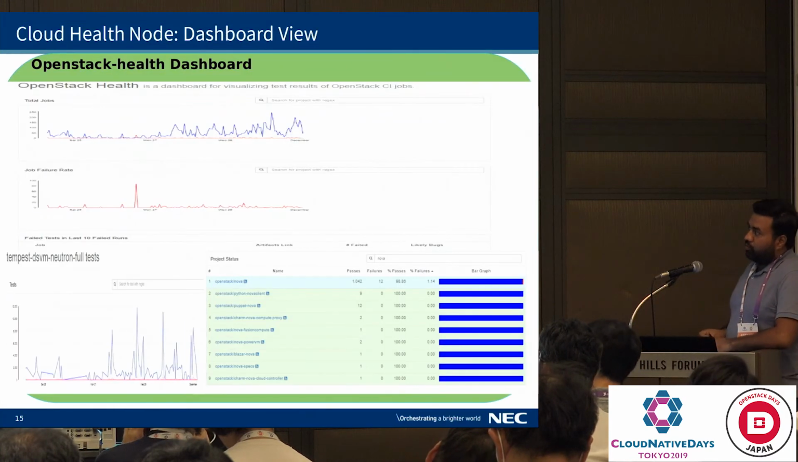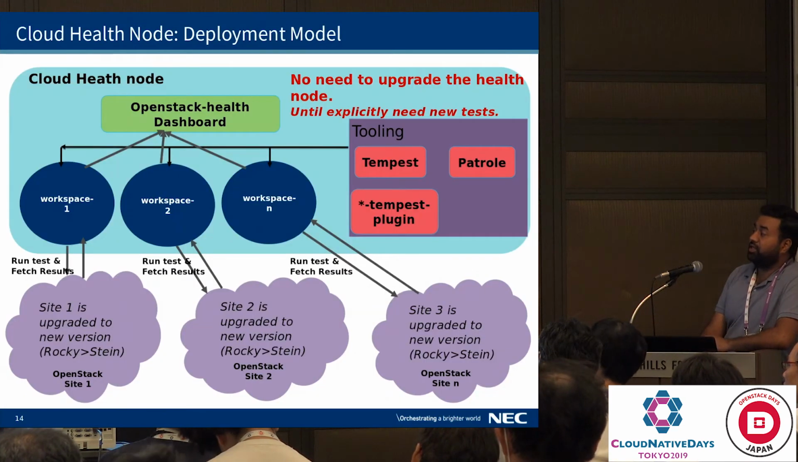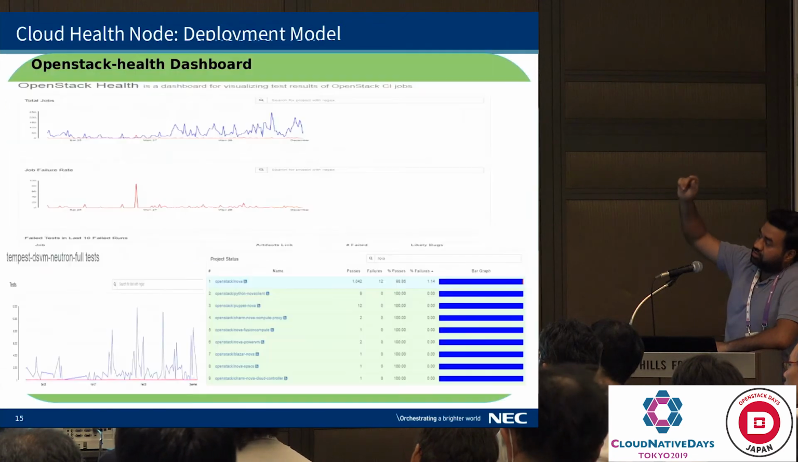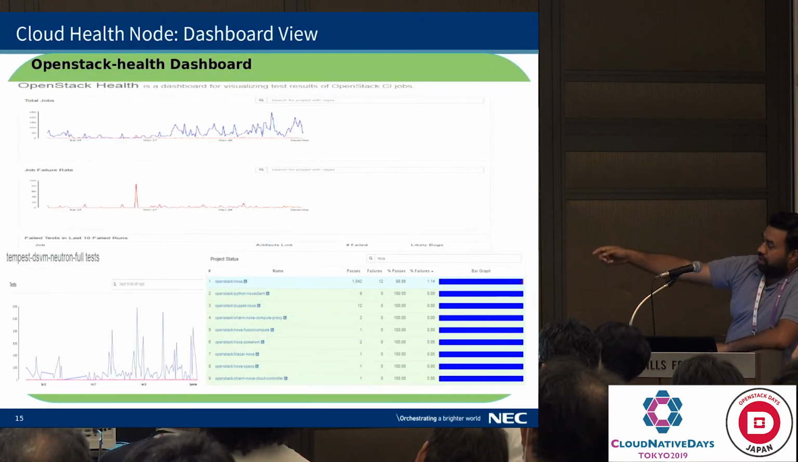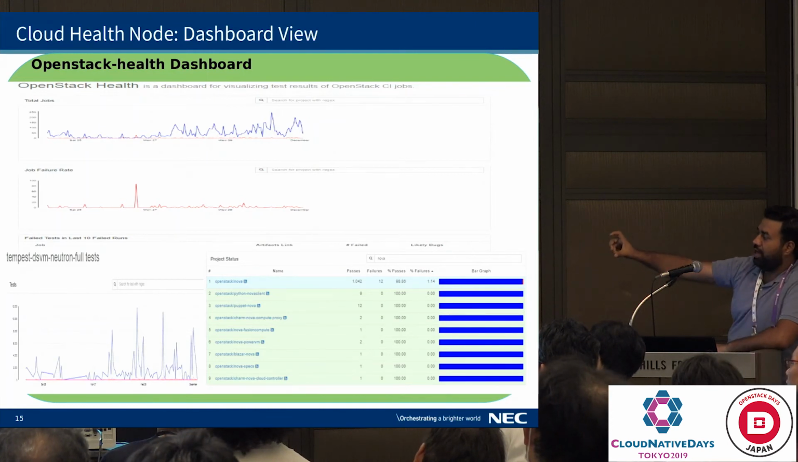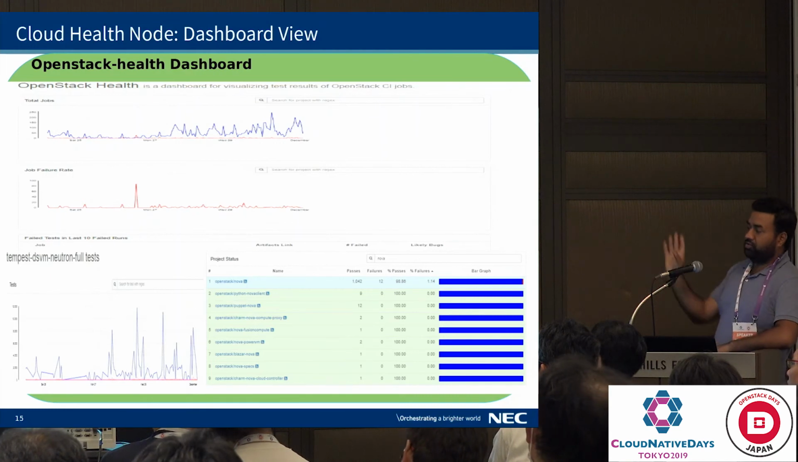This is the OpenStack Health dashboard view. For every workspace, you can collect the data and show it in the OpenStack Health dashboard. So this is the graphical view. For each job, you can check the pass rate and failure rate, and on the bottom side you have the graph, which is going red or blue, all these things you can observe.